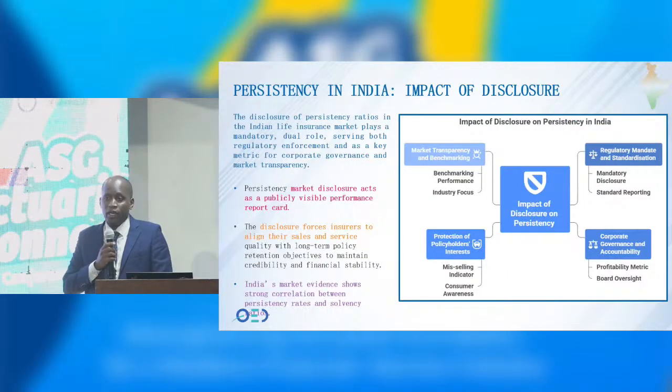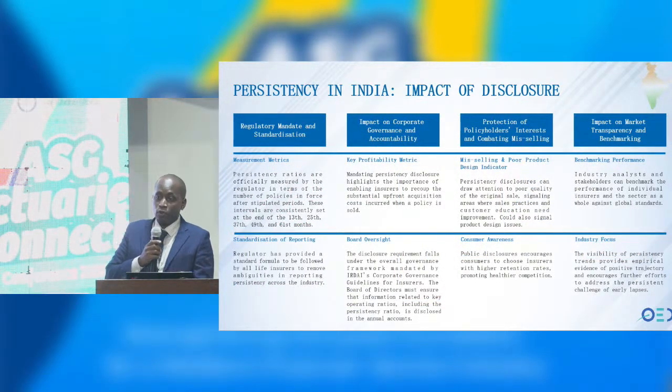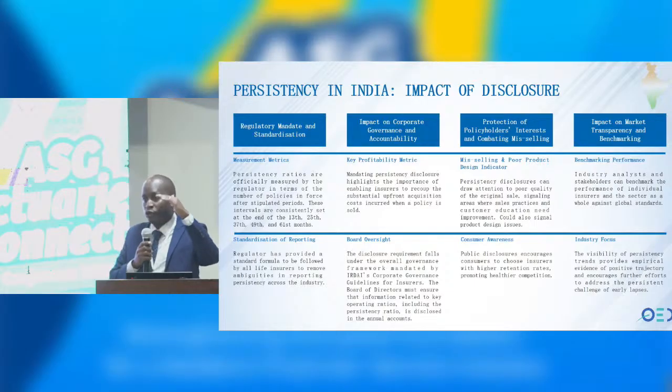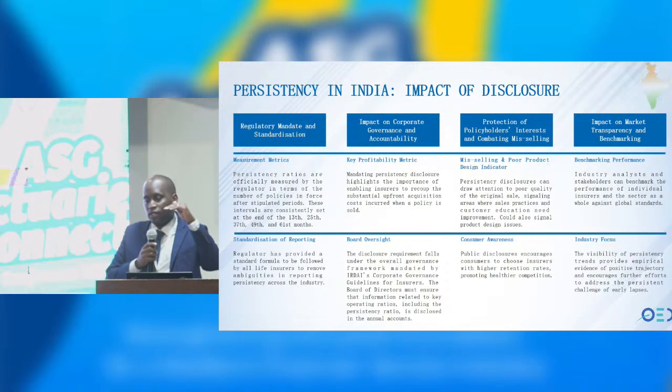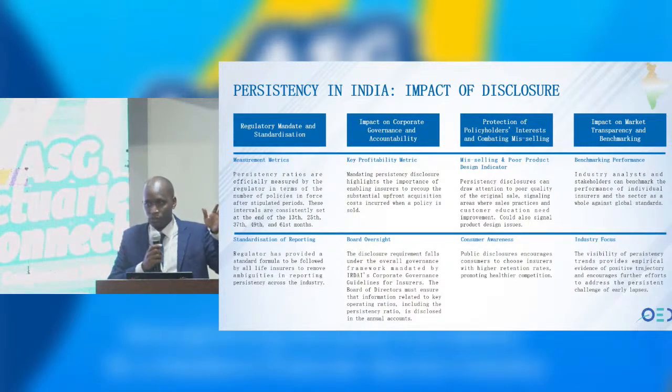There was a very improved correlation of persistency and solvency. There's also a very improved correlation of persistency and claim payments. So when they do the ranking, they also disclose what proportion of claims are paid. The companies that have the highest market share have the best persistency, the best solvency ratio, and the best claim payments. So here's a challenge to those in the market.